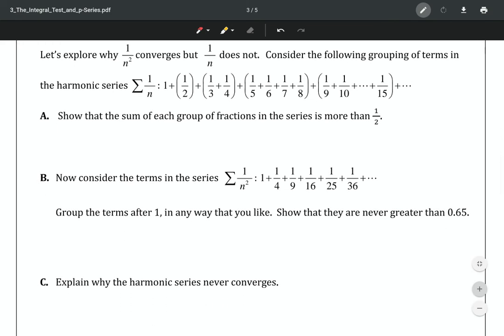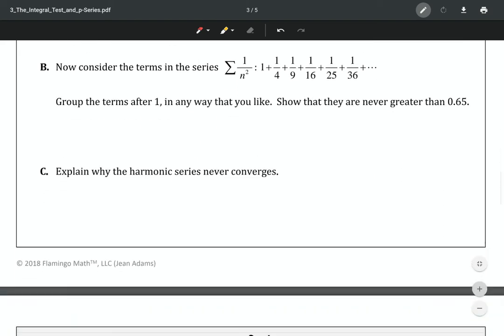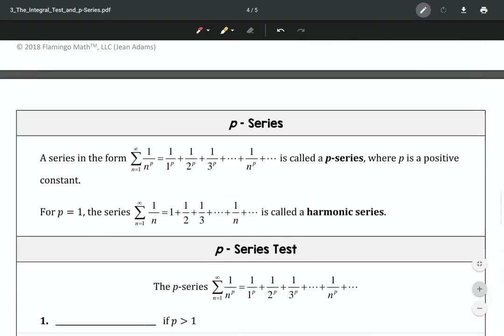Let's see. Do I want to explore this? I'm actually going to skip this part. I can post the notes if you want. I didn't quite see the point of doing that, so I'm going to go straight to the p series.